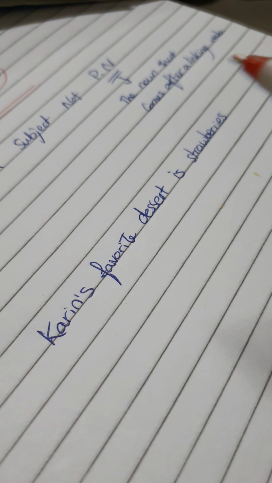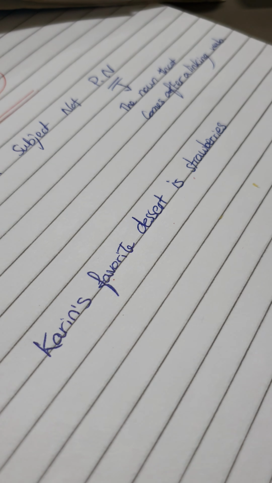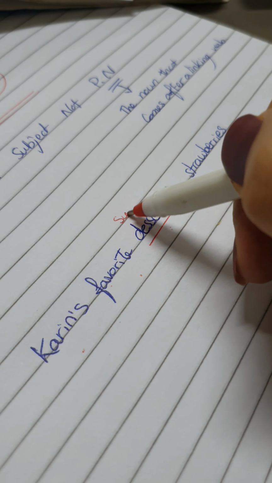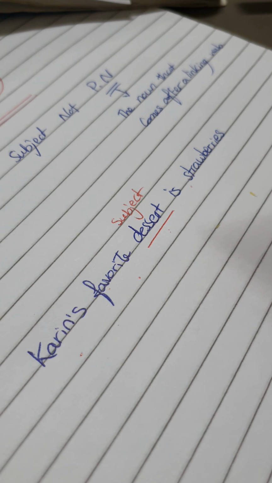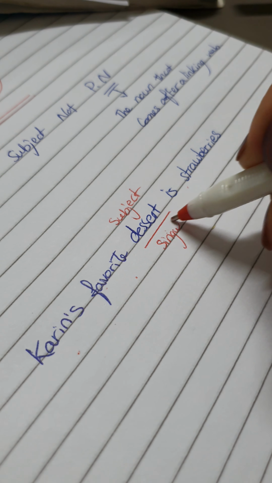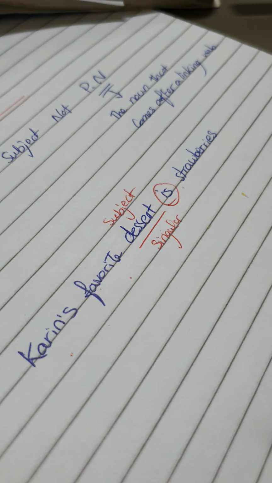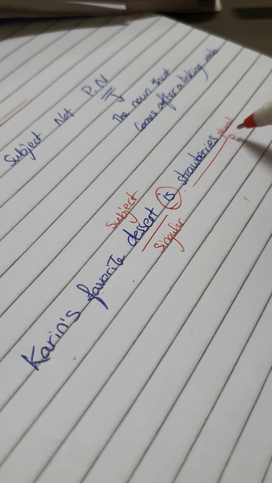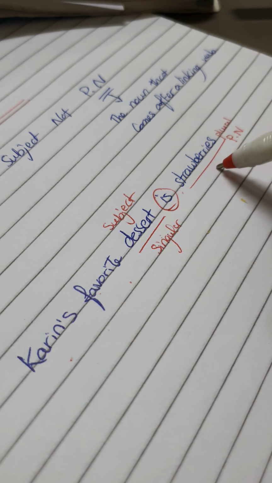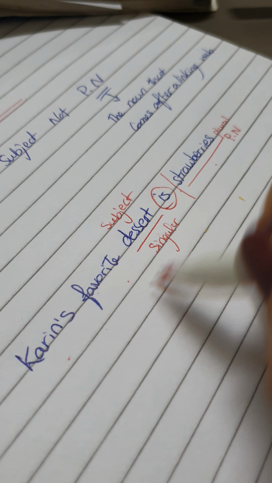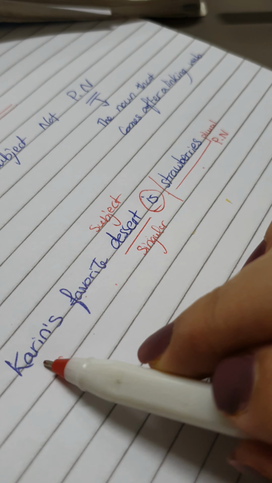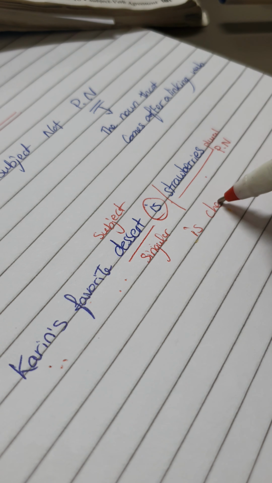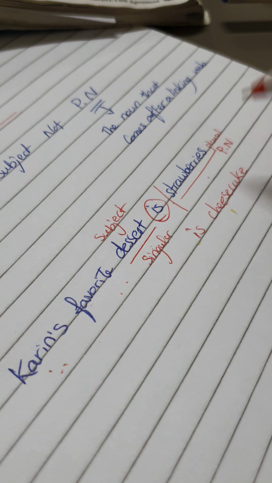Karen's favorite dessert is the strawberries. Karen's favorite dessert. So dessert here is the subject. Okay? Subject is what? Singular. Dessert. Where is the verb? Is. But strawberries is a plural noun, plural predicate nominative. It's not related to the verb. Okay? So Karen's favorite dessert can be strawberries or cheesecake. It can be singular or plural.